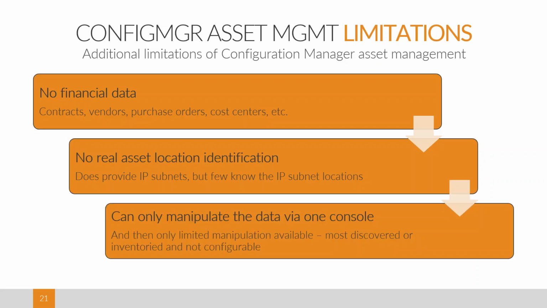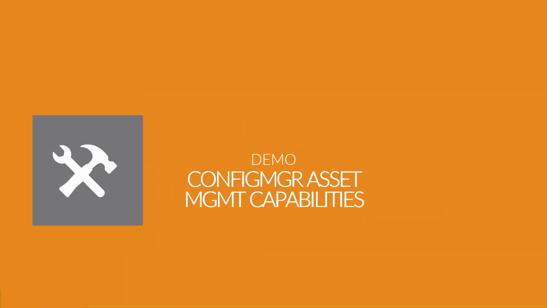You can only manipulate the data in one console, the Configuration Manager console, and then you have very limited capabilities. Once the data is in the database, you don't really manipulate it. The manipulation is done on the client end before it gets inventoried and put into the database. So you have more discovery or inventory information that's not really manageable outside of just reporting capabilities. So a lot of great capabilities in Configuration Manager, just not as much in the advanced capabilities you want.